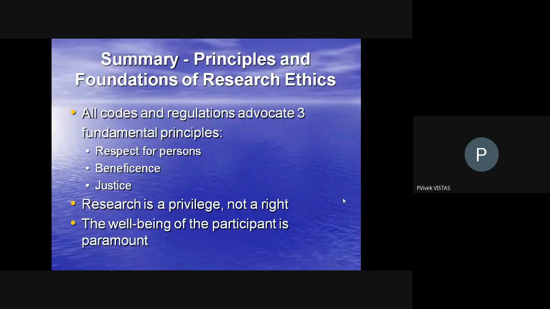So these are the main three parameters, fundamental principles in research: respect for persons, beneficence and justice. So research is a privilege, it is not a right. அது வந்து ஒரு ரைட்ஸ் கிடையாது, it's a privilege. Okay, so the well-being of the participant is paramount. So participant ஓட இன்வால்வ்மெண்ட்டும் அவங்களோட well-being தான், it is an important parameter there. Okay, nothing other than that is needed.